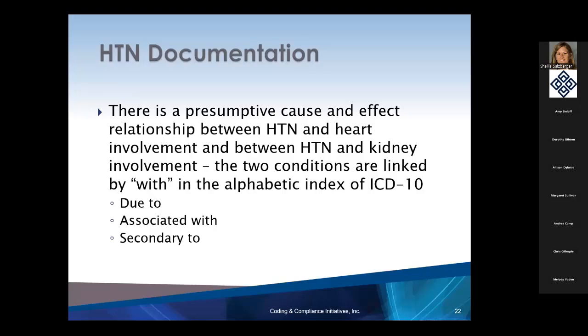As I said earlier, there is a relationship between hypertension and heart involvement, and between hypertension and kidney involvement. So from a coding perspective, coders can code the combination codes whenever they're looking in the ICD-10 book, and they're linked either with or due to or associated with, secondary to. The key for the coding team is that you have to make sure that the provider doesn't say these are unrelated.